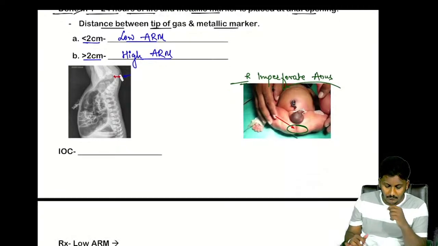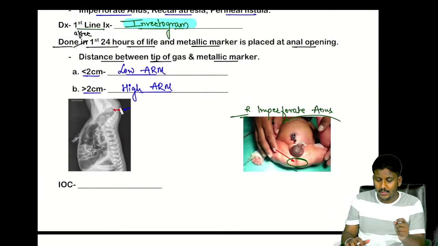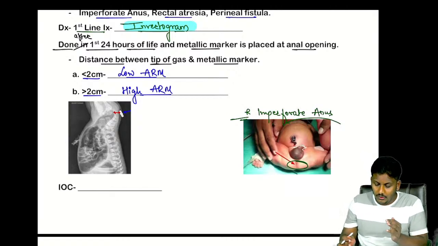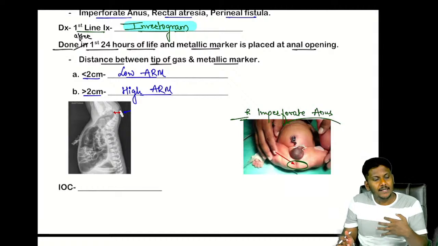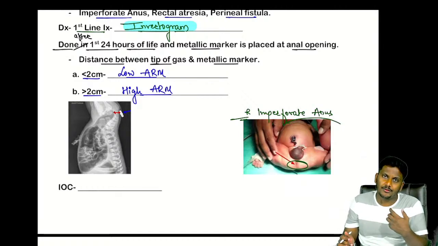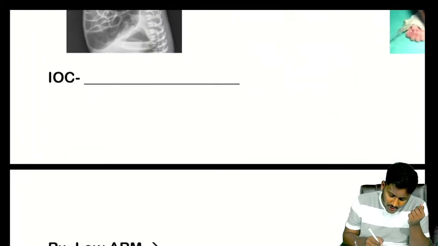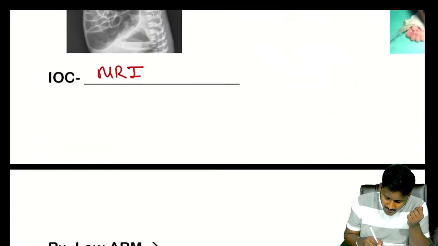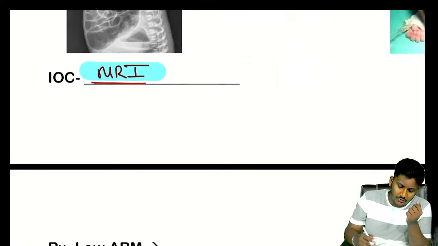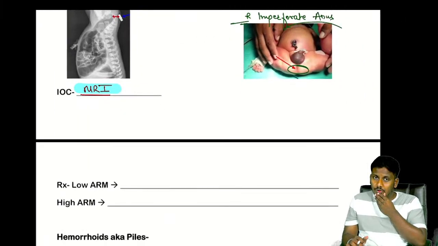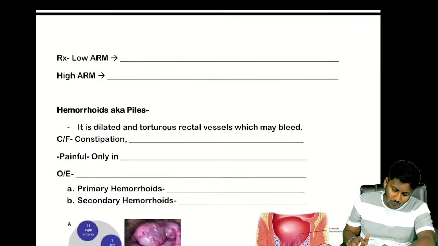Clear? Now, if they ask you what is the investigation of choice, invertogram can be the first line investigation, but X-ray cannot diagnose, right? So, for the investigation of choice, I have told you the best radiological investigation for perineal structures. It has to be the MRI, that is magnetic resonance imaging. So the investigation of choice to confirm the diagnosis has to be MRI. Once you have done MRI, you have diagnosed which anorectal malformation it is, what the defect exactly is, everything. Then you will move for the treatment.